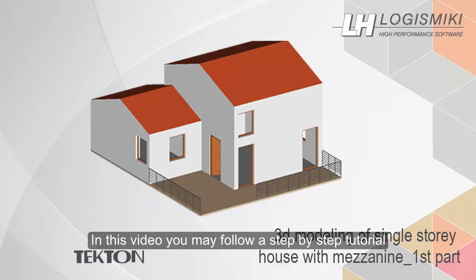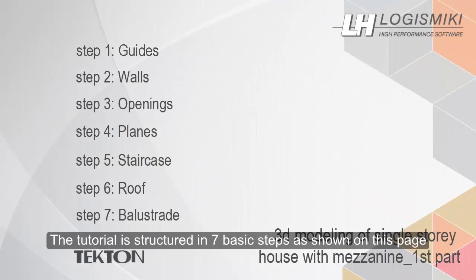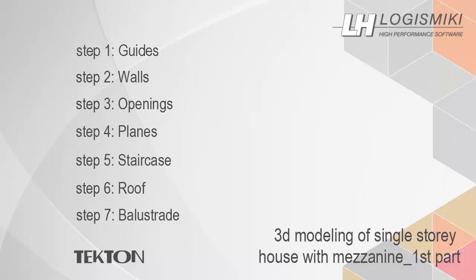In this video, you may follow a step-by-step tutorial of a single-story house with mezzanine level, consisting of two attached volumes, a higher and a lower one. The tutorial is structured in seven basic steps, as shown on this page.